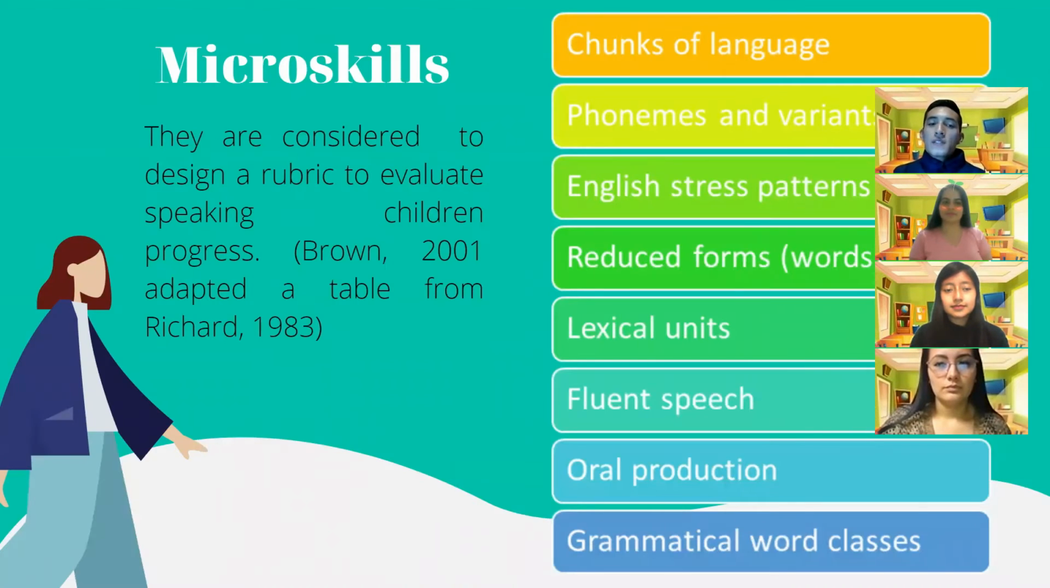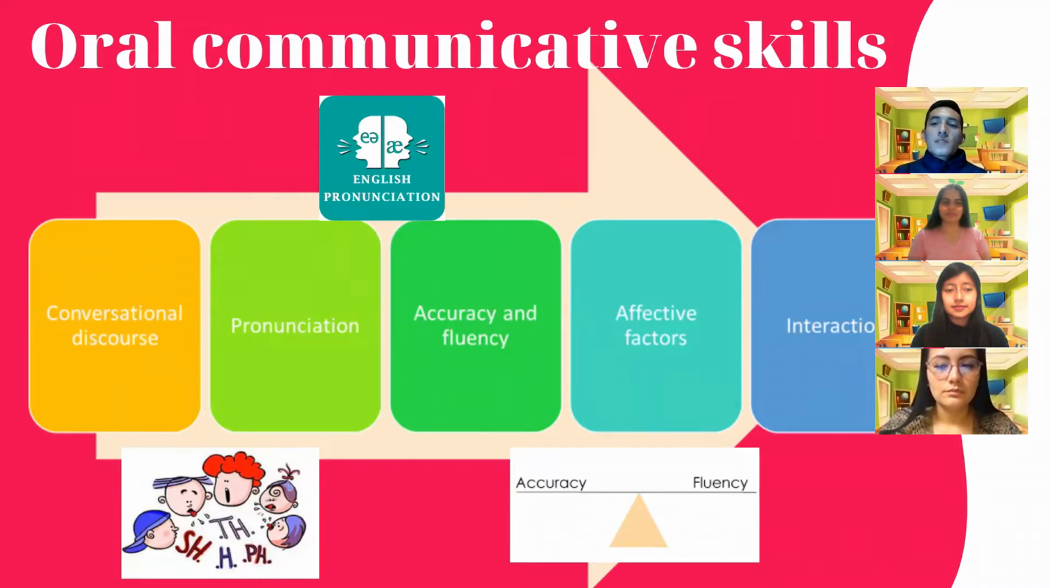We have the micro skills. They are considered in the teaching-learning process when the teacher needs to design a rubric to evaluate. Here we have some of the most important, the five oral communicative skills. The first one is conversational discourse. Then we have pronunciation, accuracy, fluency, affective factors, and the interaction effect.